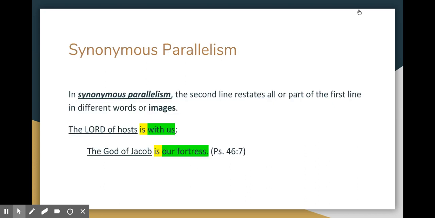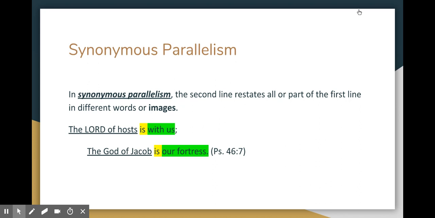The first type of parallelism is called synonymous parallelism. In synonymous parallelism, the second line restates all or part of the first line in different words or images. So let's take a look at this example from Psalm 46. It says, "The Lord of hosts is with us. The God of Jacob is our fortress." So it doesn't have to say the exact same thing, but it says it in different words or images.